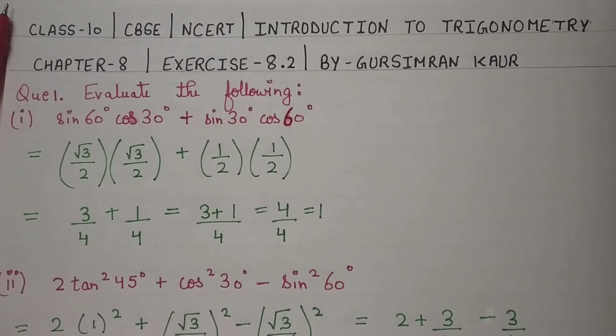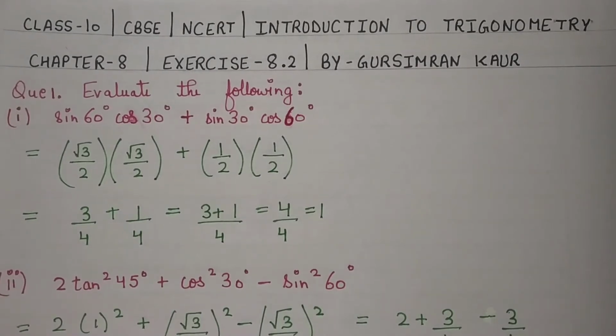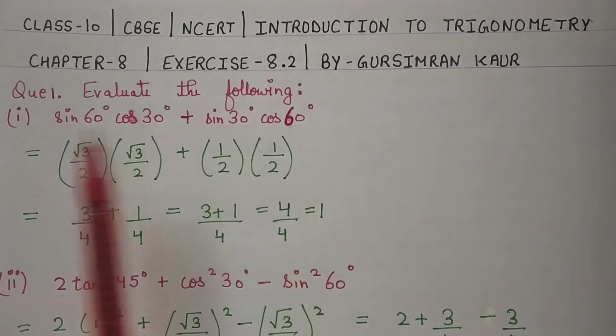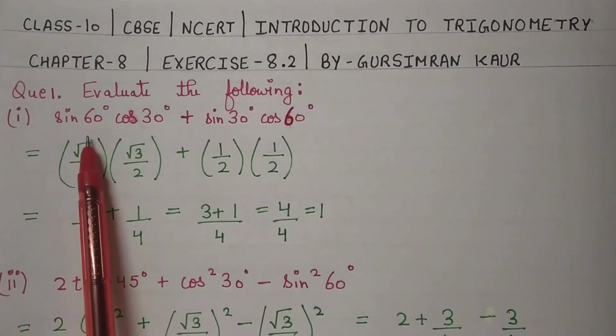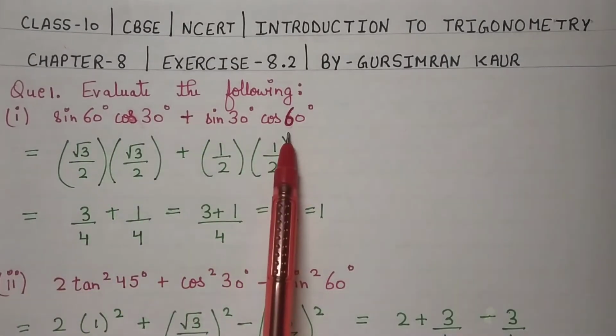In this video, we will do the exercise 8.2 of Introduction to Trigonometry of class 10. Now, let us start with the question number 1. Evaluate the following. First part is sin 60 degree, cos 30 degree plus sin 30 degree, cos 60 degree.